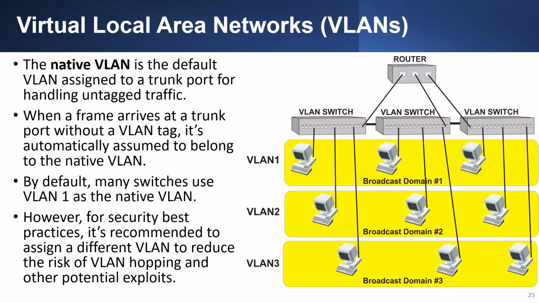The native VLAN is the default VLAN assigned to a trunk port for handling untagged traffic. When a frame arrives at a trunk port without a VLAN tag, it's automatically assumed to belong to the native VLAN. By default, many switches use VLAN 1 as the native VLAN. However, for security best practices, it's recommended to assign a different VLAN to reduce the risk of VLAN hopping and other potential exploits.